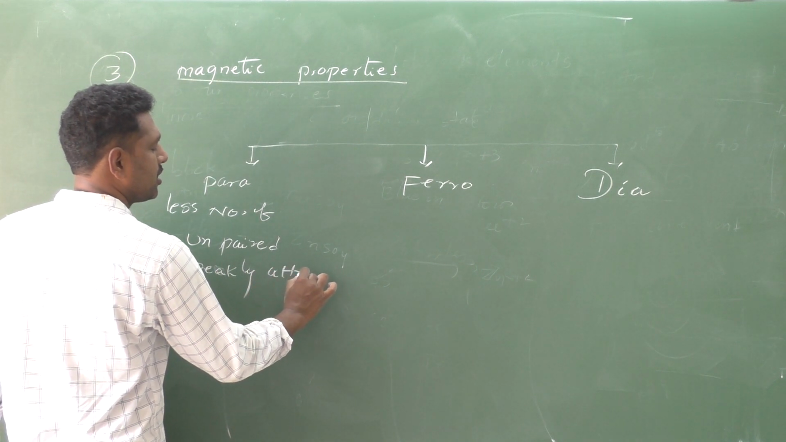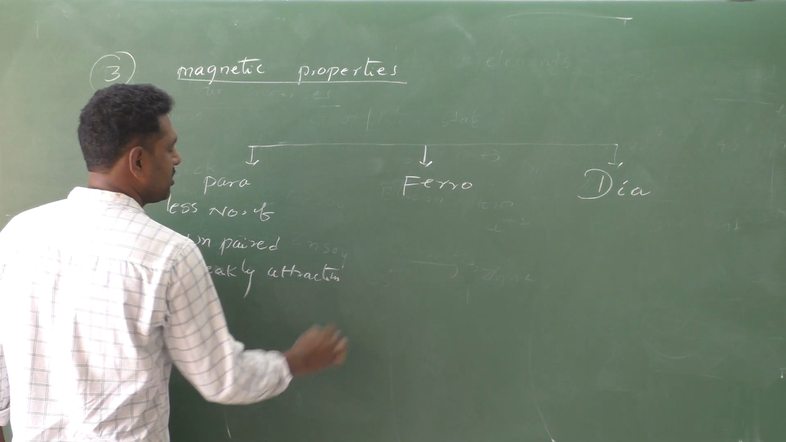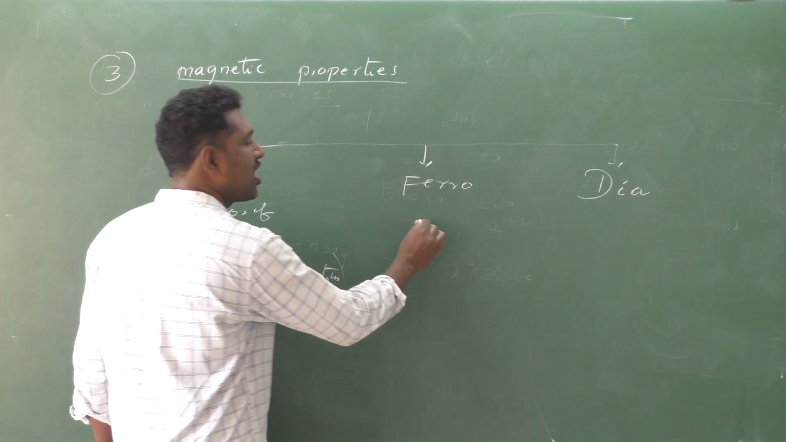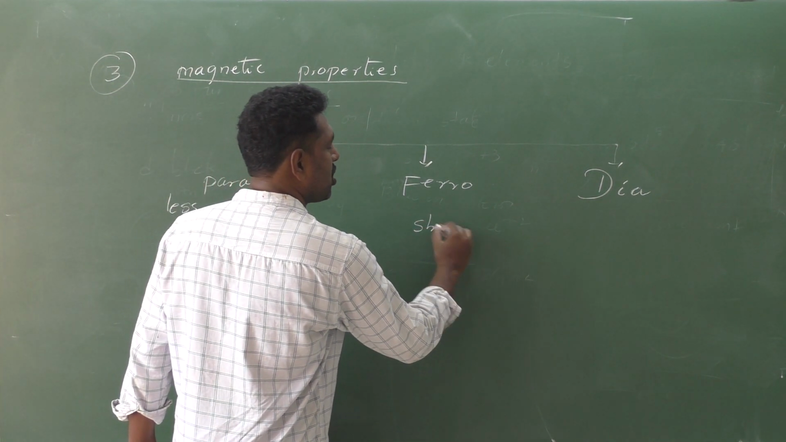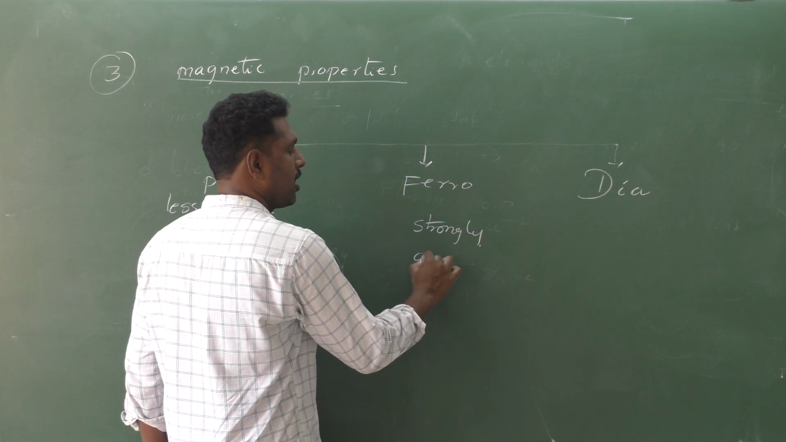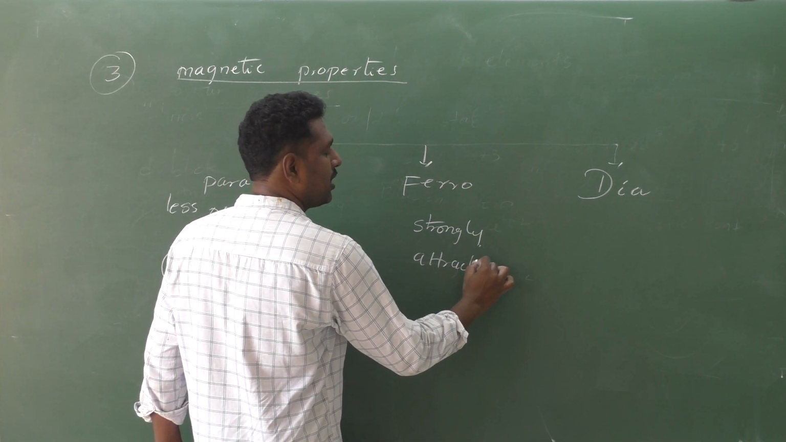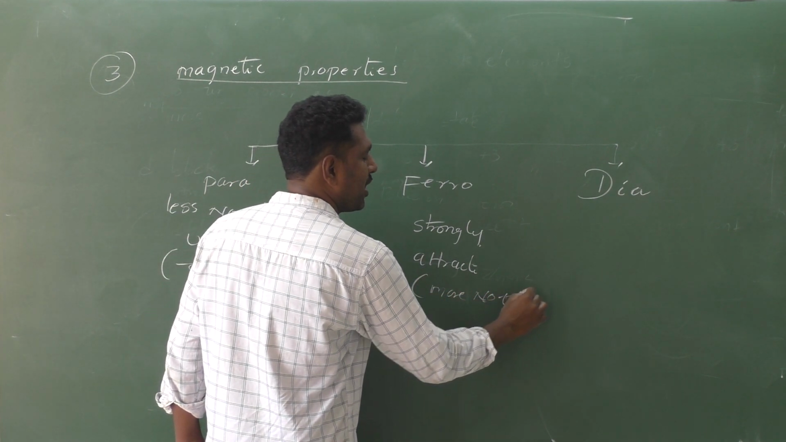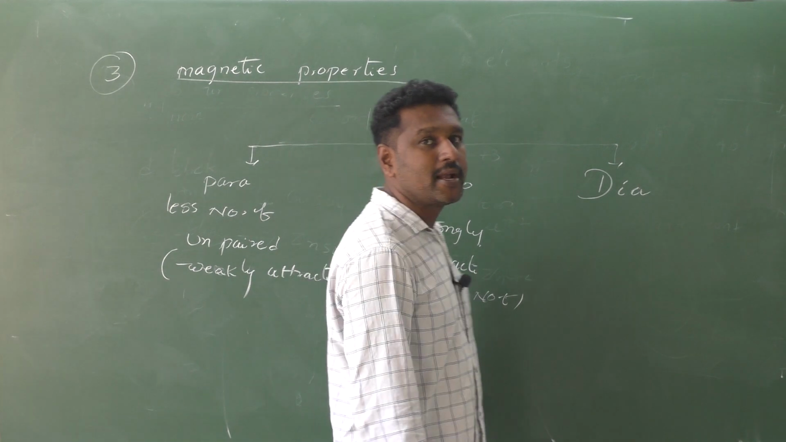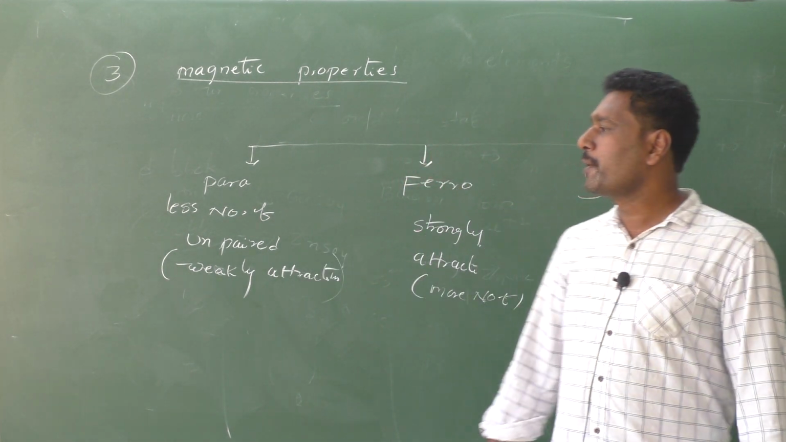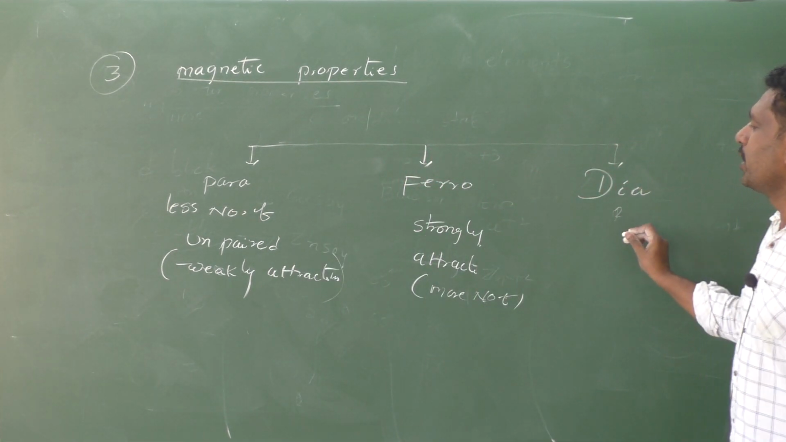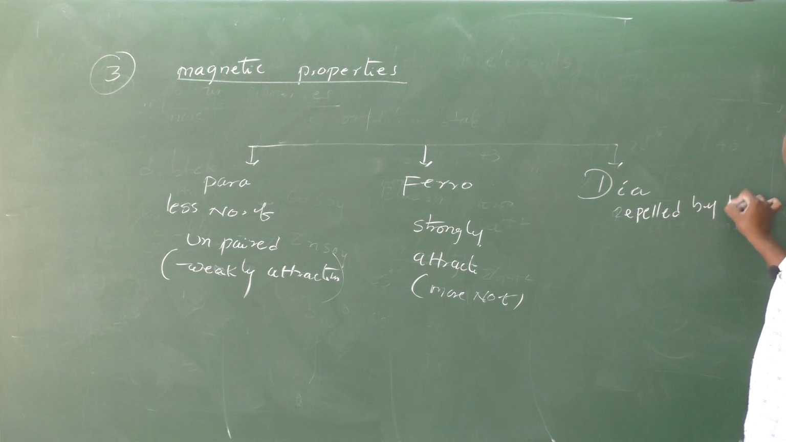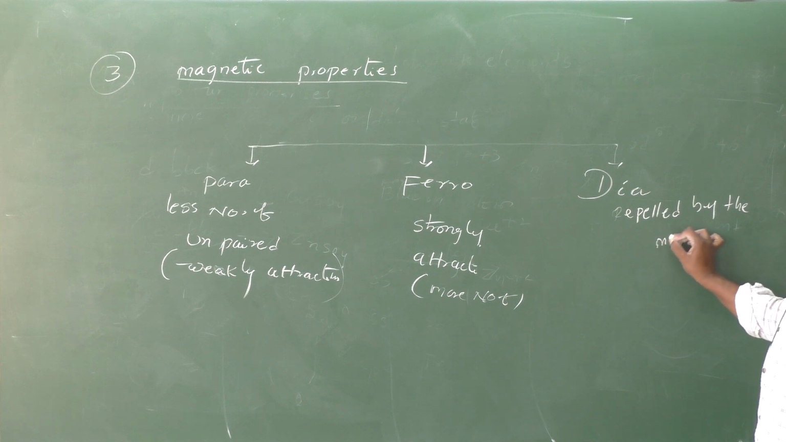Weakly attracted by the magnetic field. Ferromagnetic means strongly attracted by the magnetic field if it has more number of unpaired electrons. Diamagnetic substances are repelled by the magnetic field.